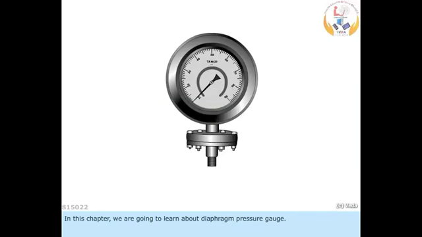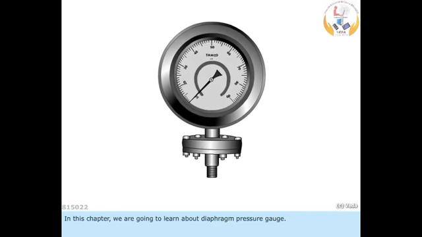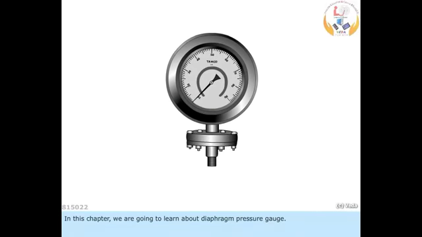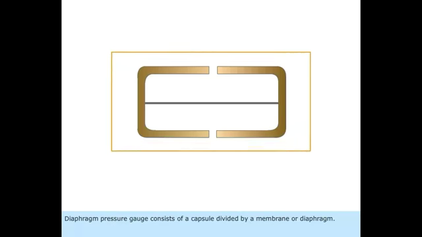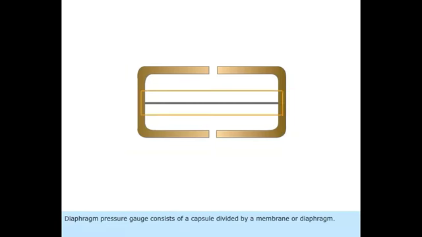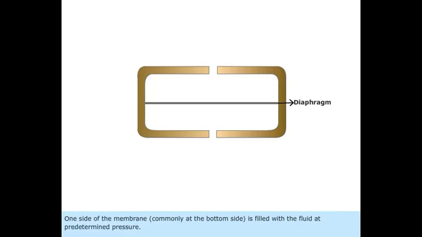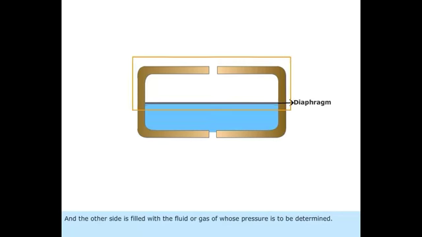In this chapter, we are going to learn about diaphragm pressure gauge. Diaphragm pressure gauge consists of a capsule divided by a membrane or diaphragm. One side of the membrane, commonly at the bottom side, is filled with fluid at predetermined pressure, and the other side is filled with the fluid or gas whose pressure is to be determined.